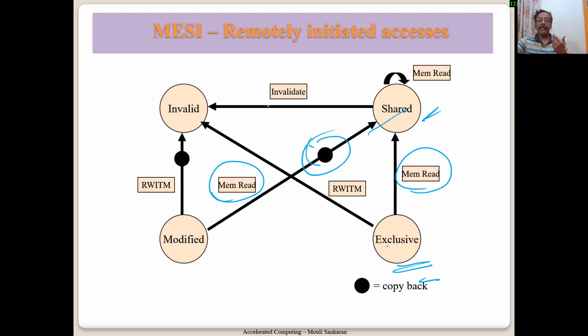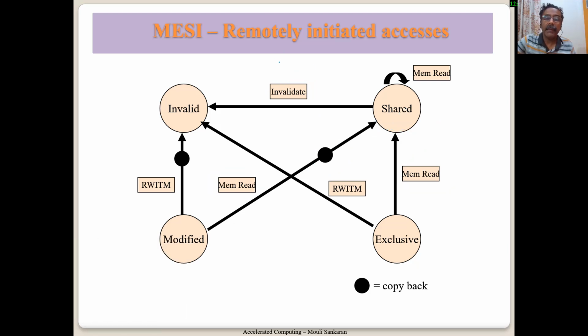What if I am having it in a shared state already and I get an invalidate information? Can you tell me when this can happen? I am having it in shared state and somebody is invalidating it. This could happen only when someone wants to write into it. They want to own it. They want to change your state to the modified state. So I should give up my ownership.